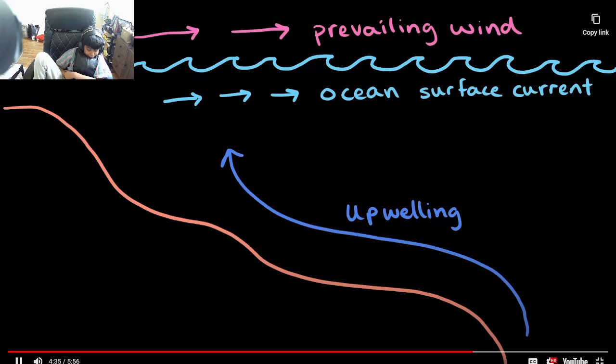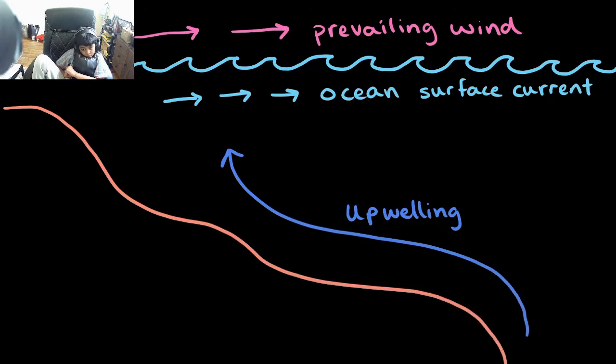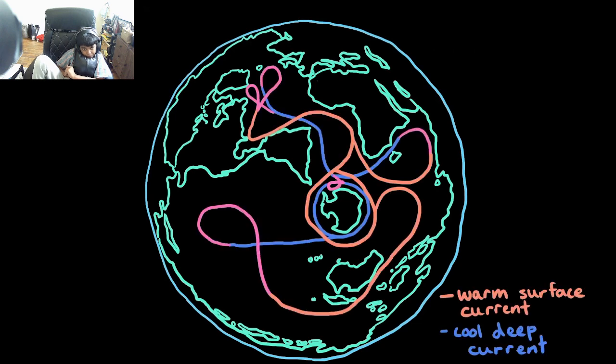These vertical currents are connected by horizontal currents at the surface and in the deep ocean. Collectively, this system of currents is known as the overturning circulation. You might also hear it called the global ocean conveyor belt. So here's a map showing the overturning circulation.